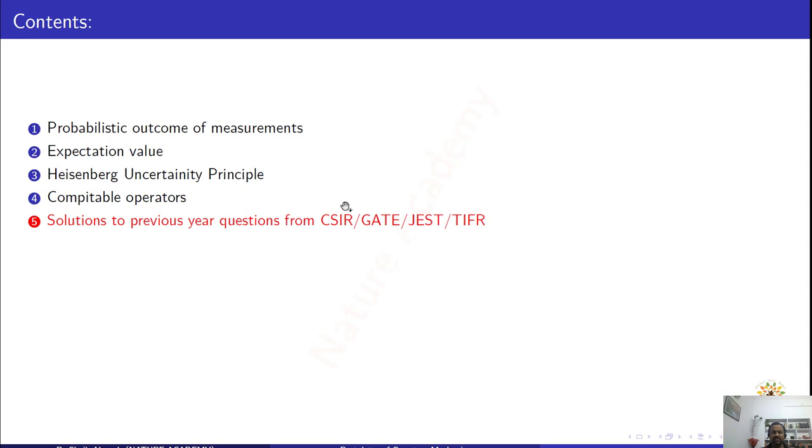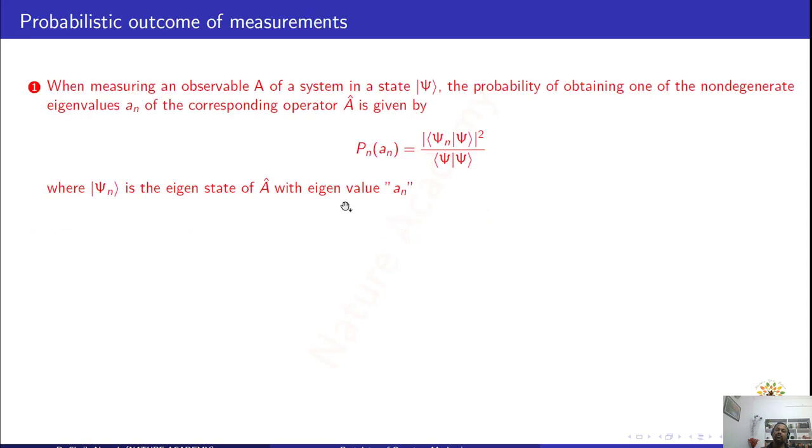So in this lecture I am going to discuss briefly what the fourth postulate of quantum mechanics is, and I also discuss the expectation value of an operator and the Heisenberg uncertainty principle. First of all, I'll start with the fourth postulate of quantum mechanics. The fourth postulate deals with the probabilistic outcome of measurements.